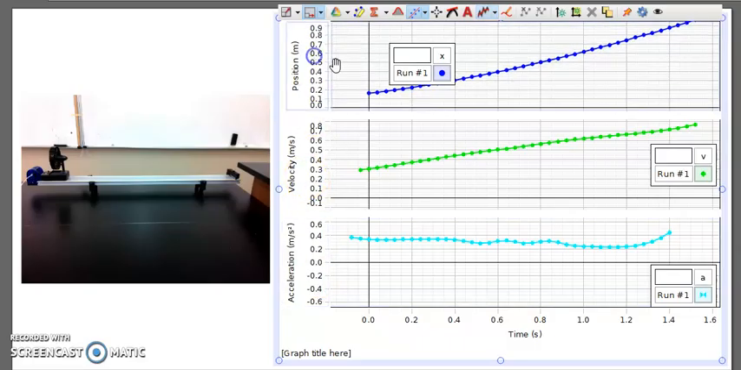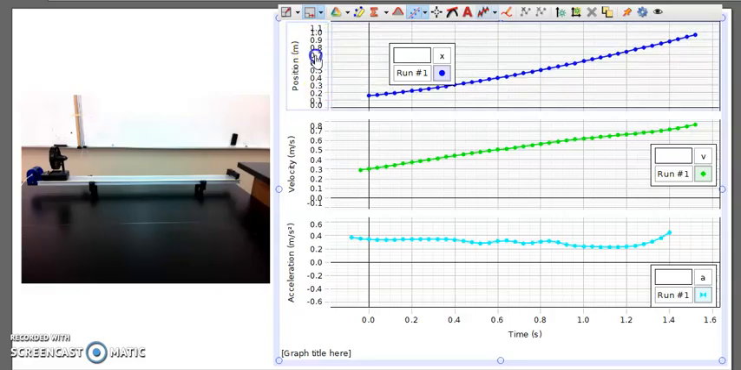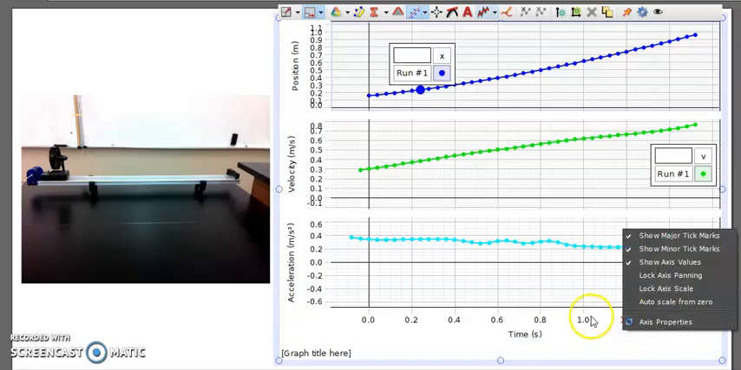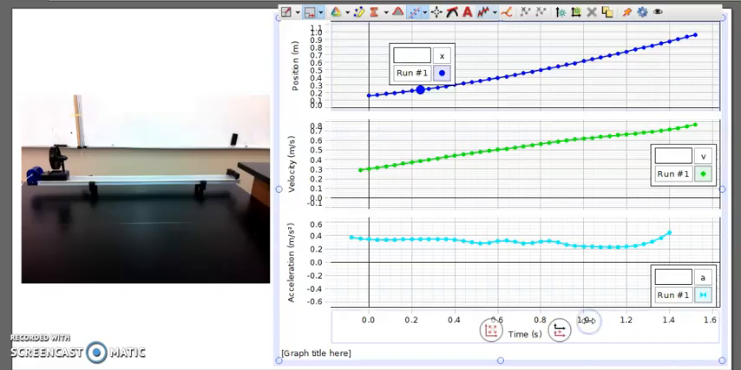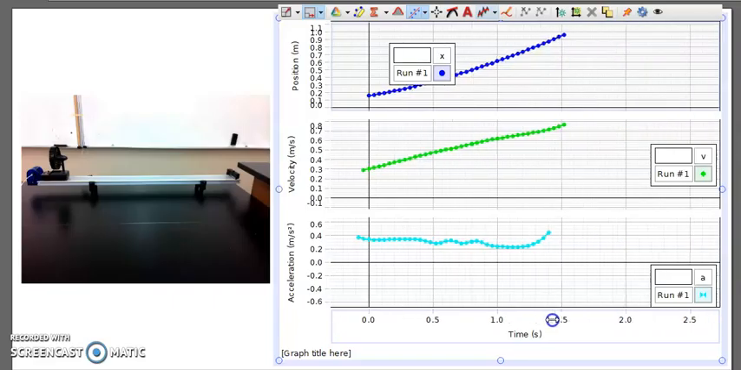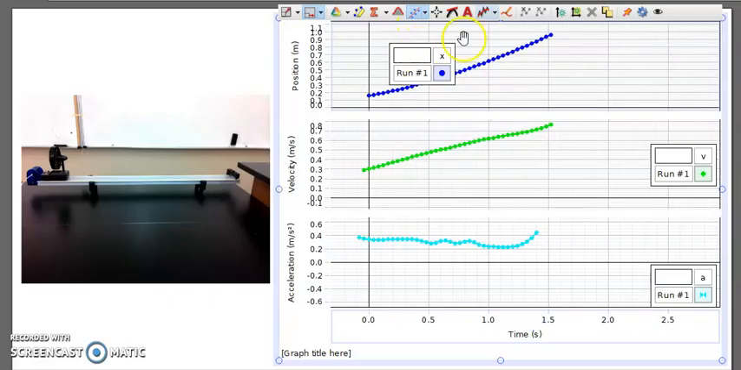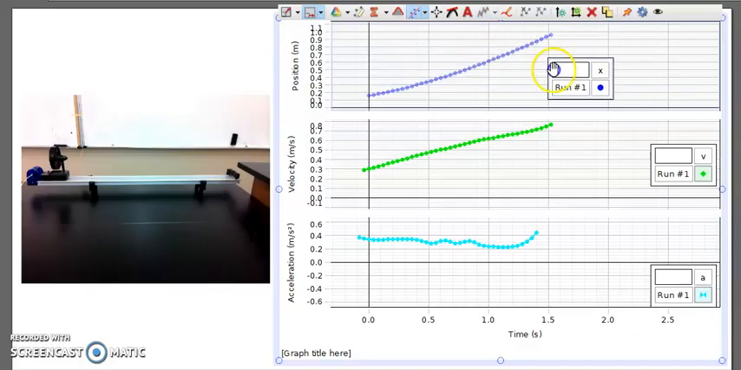Just as a bit of a comparison, let me decrease the time scale and you'll see something a bit more interesting. If I decrease the time scale, then what does the position graph look like? There we go. Take the position graph. What kind of graph does that make? Does that look like a straight line, or is there some kind of curve to it?